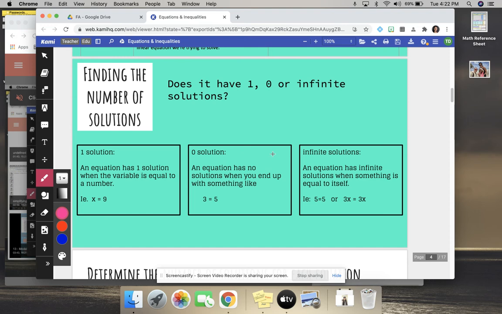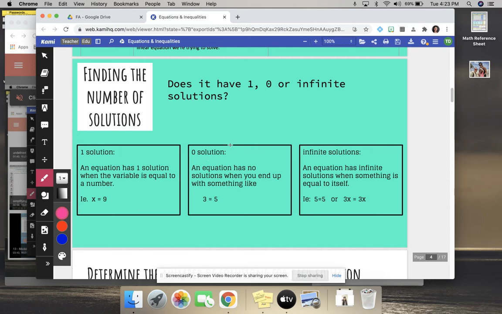Okay, let's look at finding the number of solutions. Does it have 1, 0, or infinite solutions? One solution is when the variable is equal to a number. So, for example, x equals 9, right? If x equals 9, it means it has one solution.